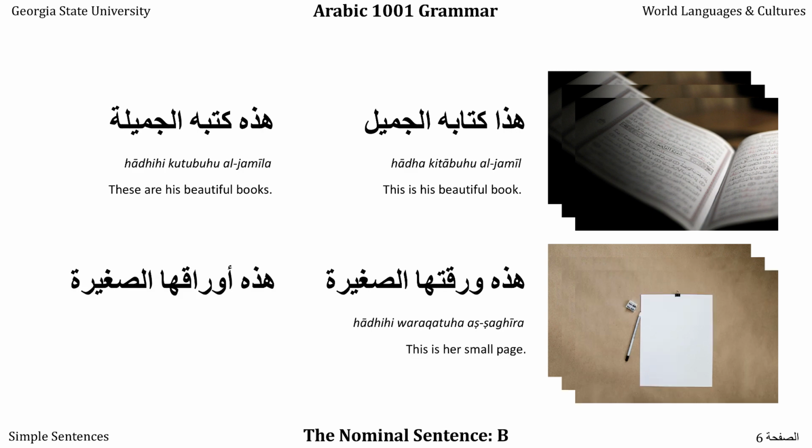If we make them plural, we say hadihi again because non-human plural is feminine singular and a waraqa is feminine singular to begin with. We change waraqa to awraq and then add the possessive suffix, her pages, and then as-saghira stays the same because awraquha is both definite and feminine singular, and this means these are her small pages.